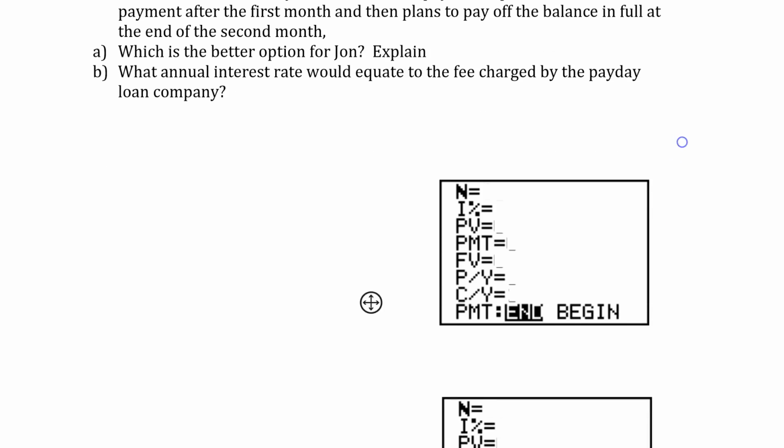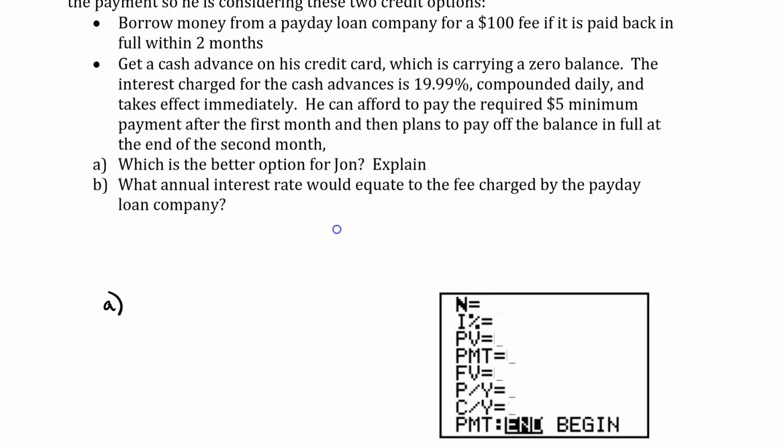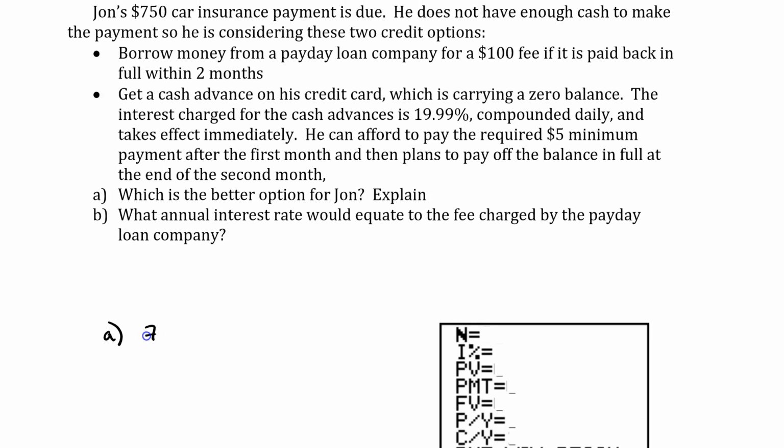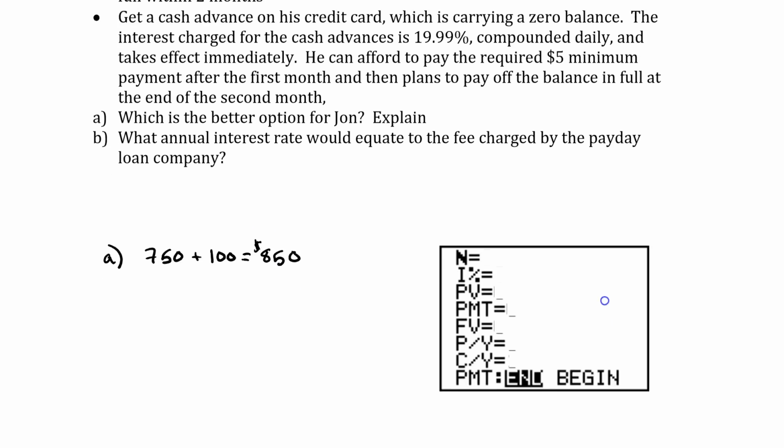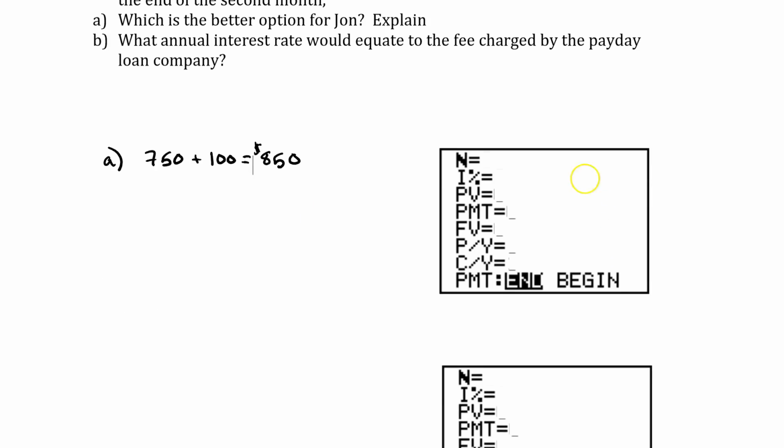Well, let's just look at A first. So which is a better option for John? So the first one would be $750 plus 100, okay? That's the fee. So in total he would be paying $850 if he pays it back in full within the 2 months. That was easy. Now let's talk about the credit card.